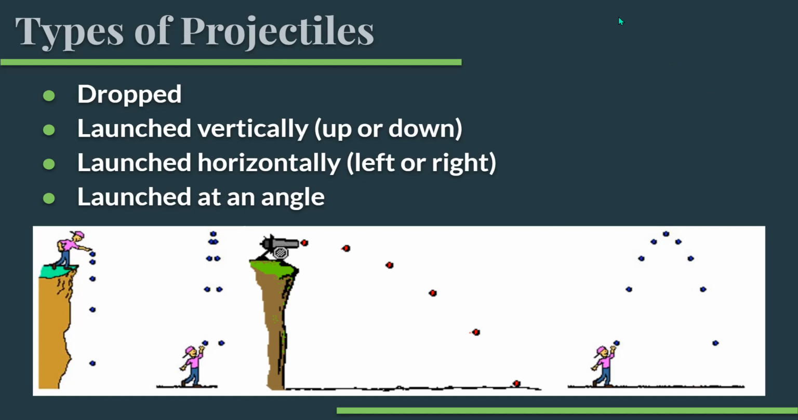Okay, types of projectiles. We can have objects that are dropped straight down. We can have objects that are launched vertically, straight up or straight down. And we have objects that can be launched horizontally, like in our lab yesterday, where they're launched to the left or to the right, like this picture here with this cannon. You can also have projectiles launched at an angle. We didn't test this yet, but if you have a projectile launched at an angle, you'll have something that looks like this last image here. All of these would be considered a projectile.